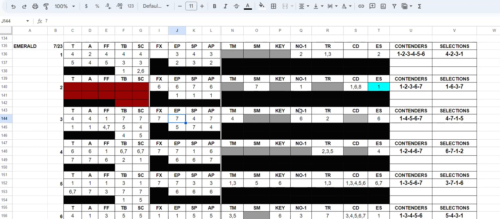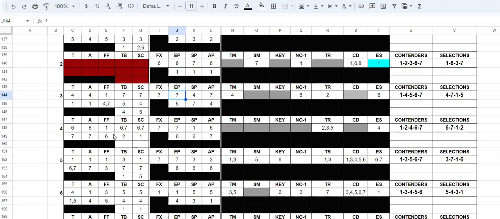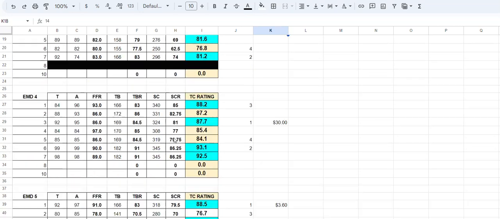If we look down at Emerald 4, 1, 2, 4, 6, 7 were my contenders. 6, 7, 1, 2 was what I used as my selection ranking. And race 4 on here told me that the 1, 3, 6, and the 7 should have been the ones that were used.